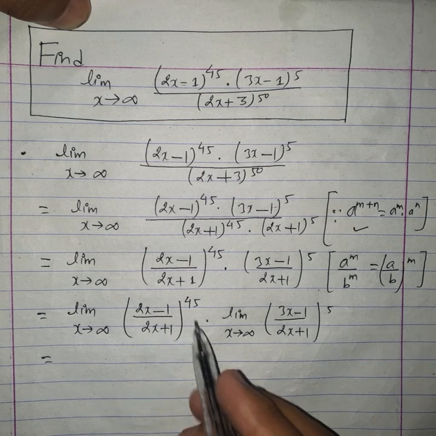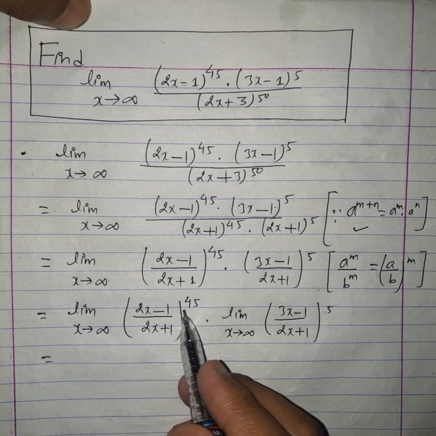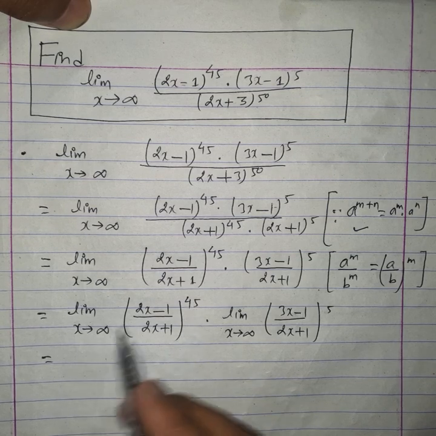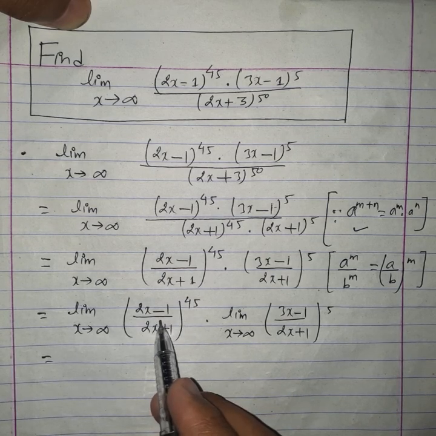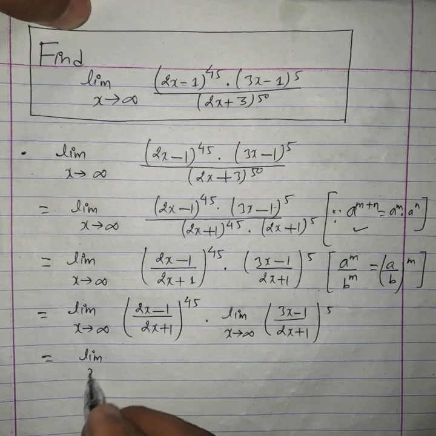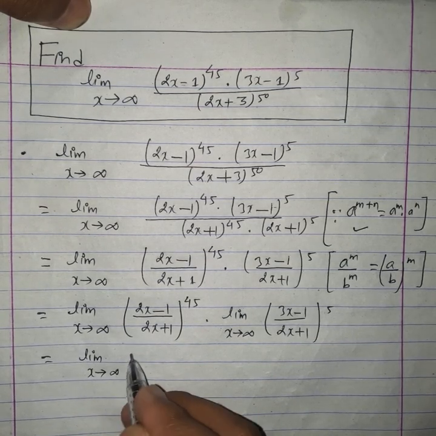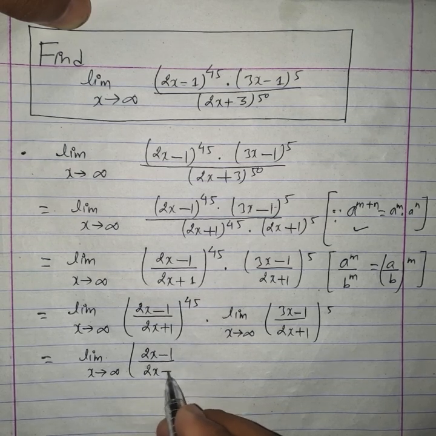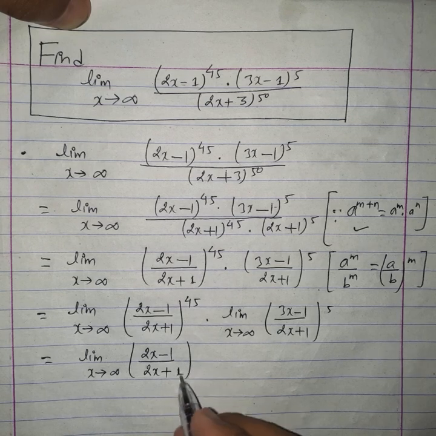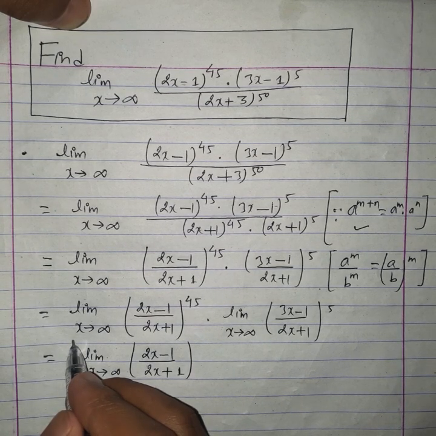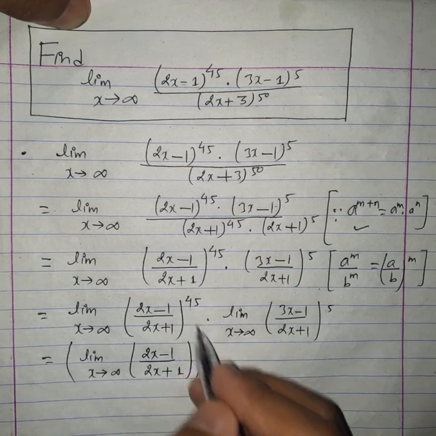The limit of a function which is raised to the power of some number is the same as the limit of that function, and at last raised to the same power. This can be written as the limit as x approaches infinity of the function (2x minus 1) over (2x plus 1), and after calculating the limiting value, let's give the power 45.